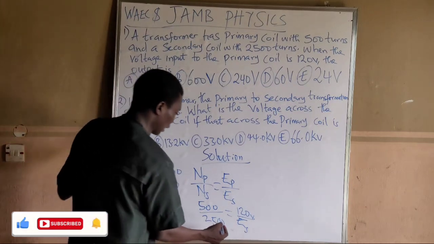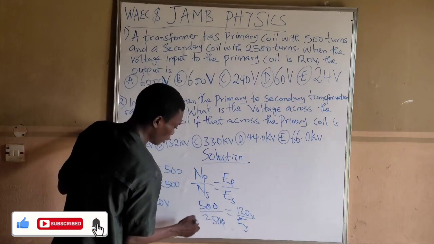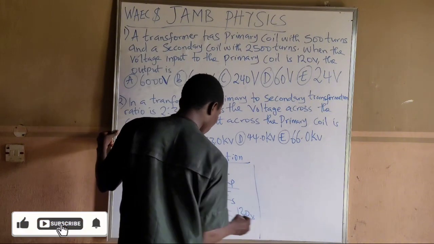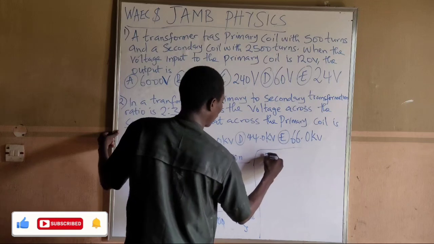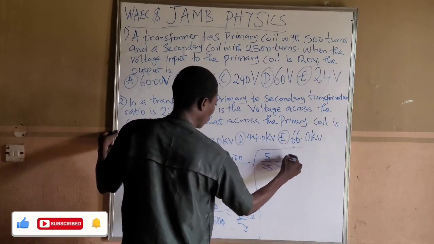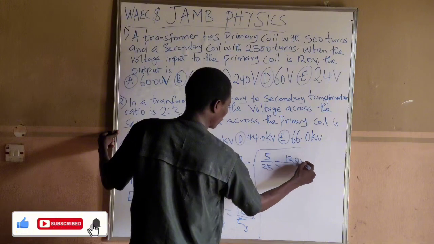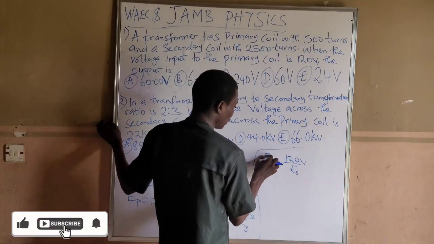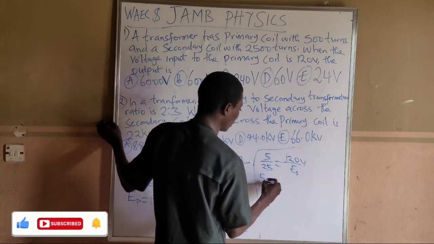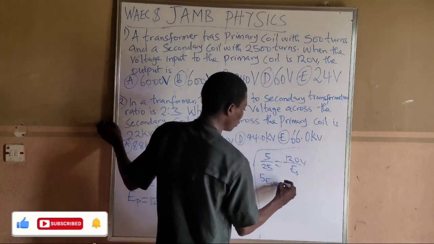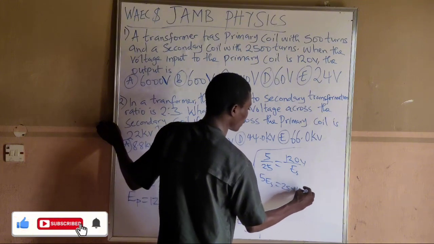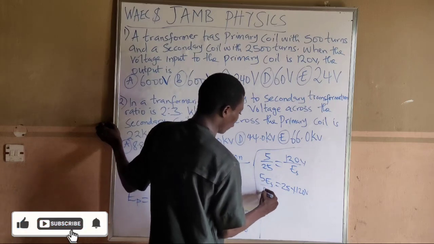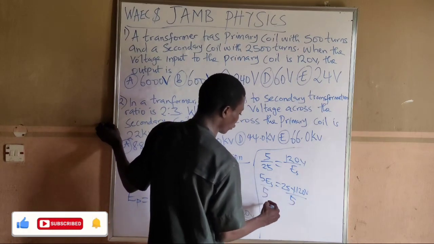Now, zero cancels zero, zero cancels zero. I'm left with 5 over 25 equals 120 volts over ES. So let's cross multiply. 5 times ES gives us 5 ES, and 25 times this will be 25 times 120 volts. Now let's divide both sides by 5 to make ES the subject of the formula.